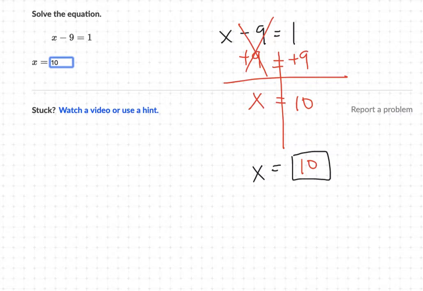I know it sounds really easy right now, but eventually you're going to have harder numbers, and you can't just look at it and kind of guess the number. So you do want to practice this algebraic method of using inverse operations. If on a quiz I want to see your work, this is what the work is. Okay?